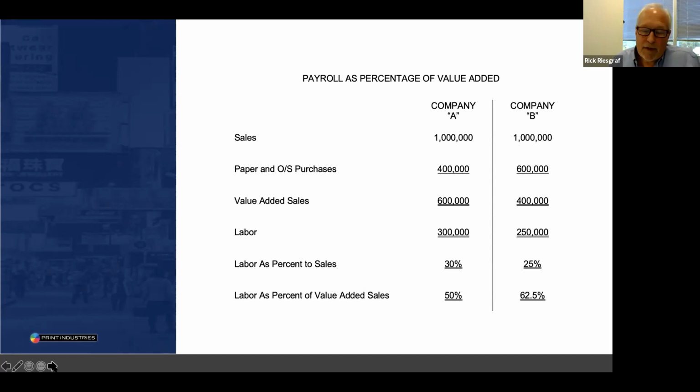So if you looked at labor as a percent of sales and said that's my metric, you're going to see that for company B, you take the 250,000 divided by the million, that's 25%. Company A, 300,000 divided by a million is 30%. So on the face of it, you'd think B is doing better because it has a lower percentage. Don't get fooled by that. We try to eliminate that fluctuation in paper and outside materials by using labor as a percent of value added sales. There we took the same labor figures and divided them into the value added sales. Now you can see that company A as a percentage was performing a lot better than company B, so they were managing their labor a lot better.